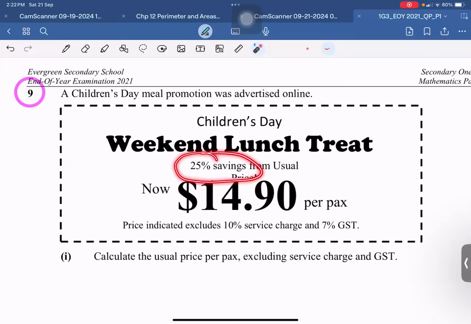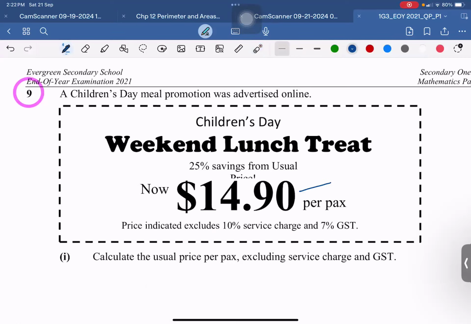If this is 25% savings from usual, then this $14.90, is it the 100% or is it 100 less 25%? Which one? Y'all tell me the answer. Is it 100% or is it 100 less 25%, after the discount or before discount? After discount. Correct. So this one is actually 100 minus 25, 75%. Calculate the usual price per person.